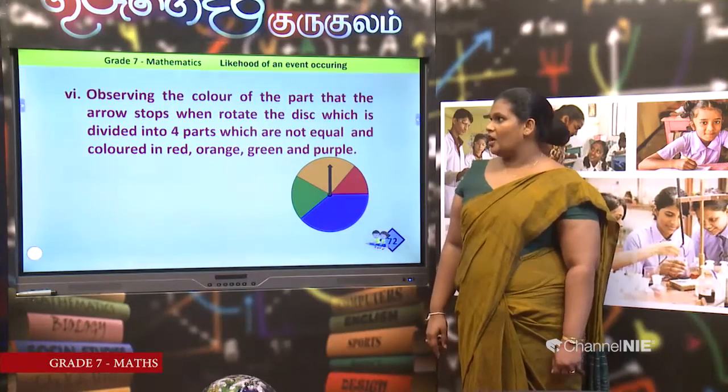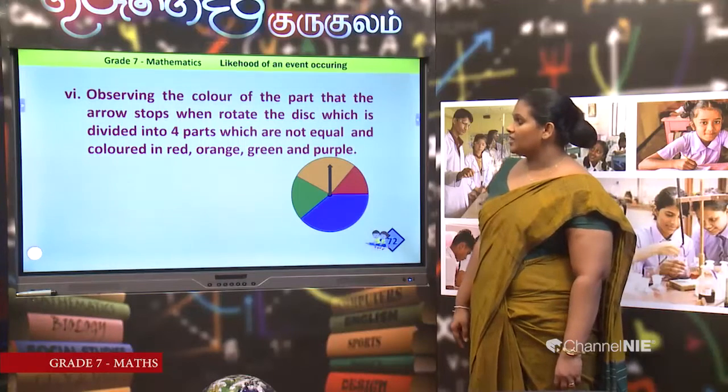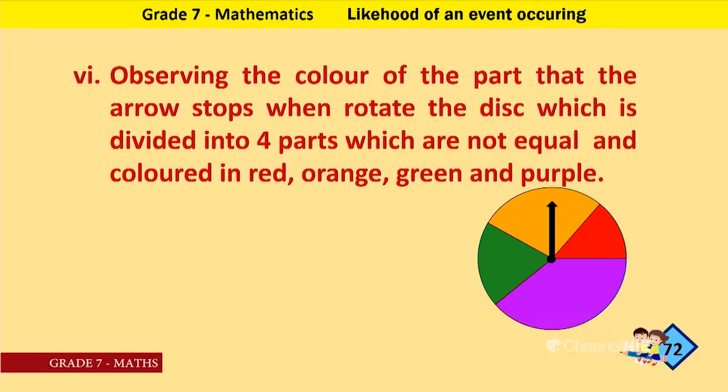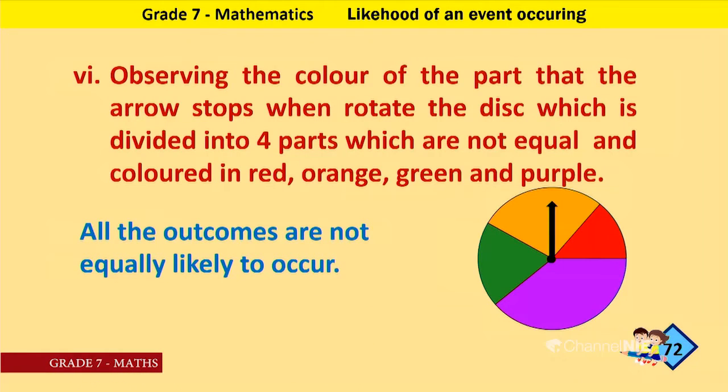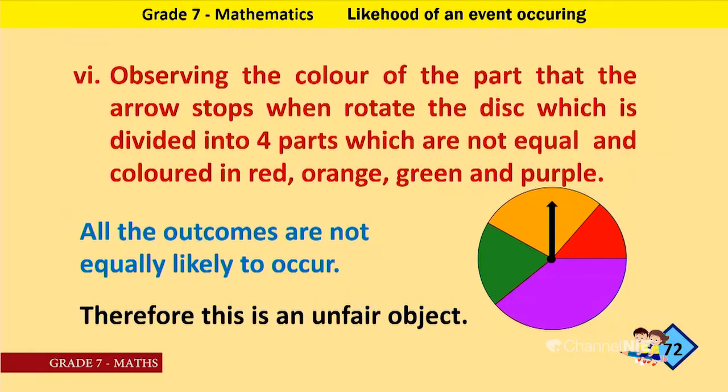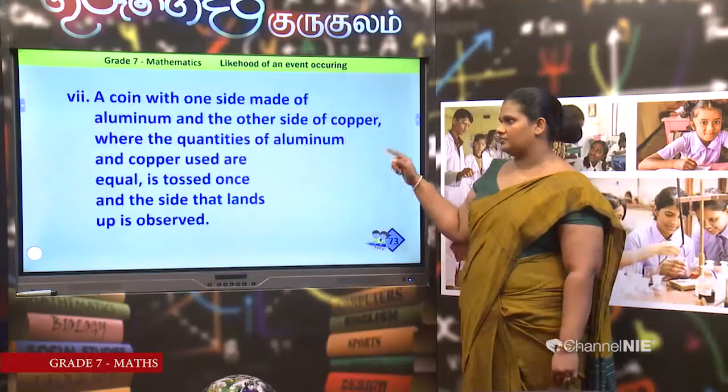Right. The next one. Observing the color of the part that the arrow stops at when we rotate the disc, which is divided into 4 parts which are not equal and colored in red, green, orange and purple. Right. This time the parts are not equal. Therefore, we can say when you rotate this, there is a higher possibility of obtaining blue. Therefore, we can say all the outcomes are not equally likely. That means this is an unfair object or a biased object.